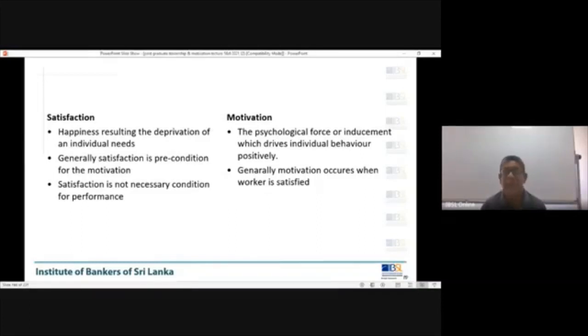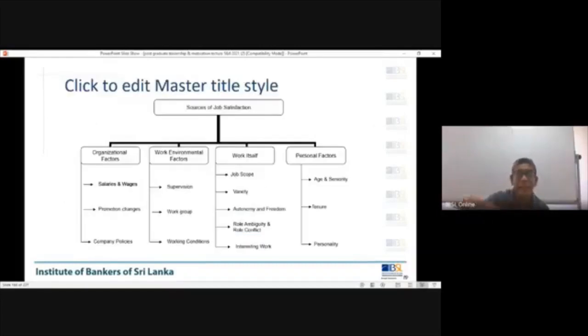Right? Okay, let's look at motivation as compared with satisfaction. It is a psychological thing. It is an inducement. So motivation occurs when the worker is satisfied. You want to go for that, right? A little understood about motivation. And just look at some of the sources of job satisfaction.